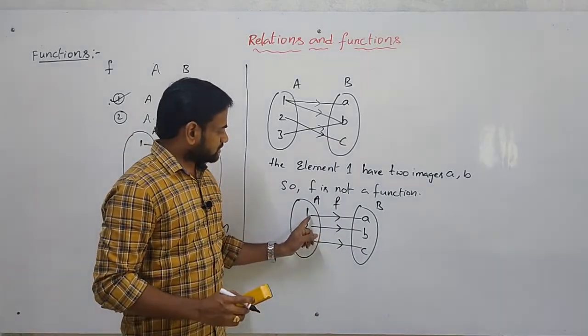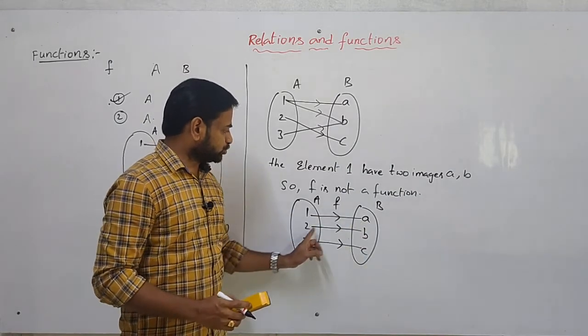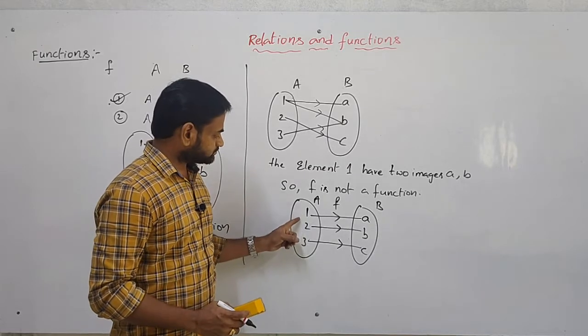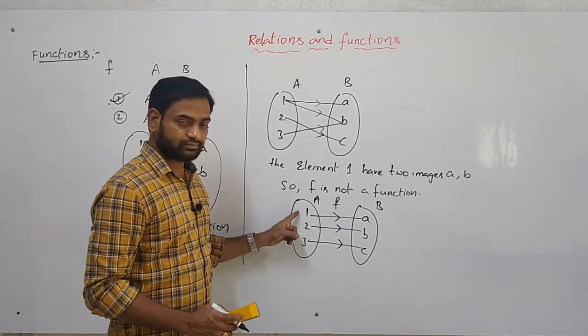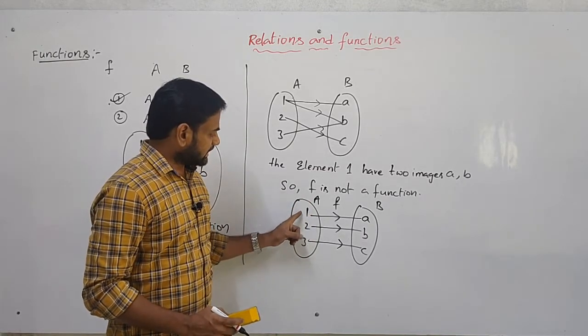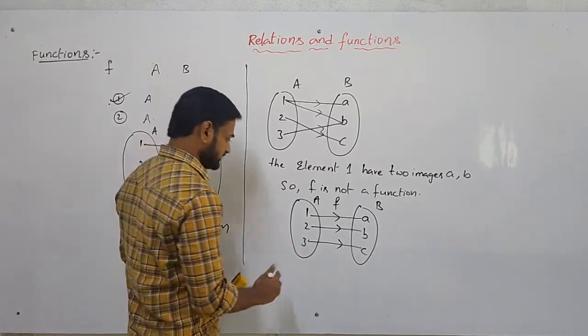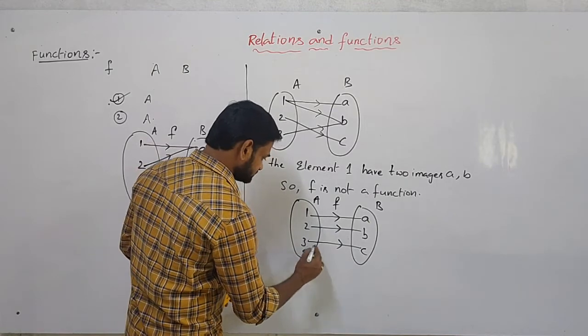See, 1 to A, 2 to B, 3 to C. Now, check once. In the set A, every element is in the mapping. Suppose here 5.